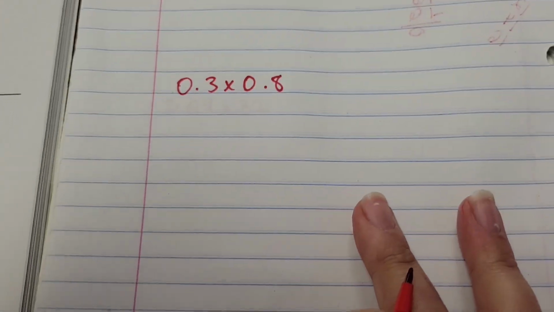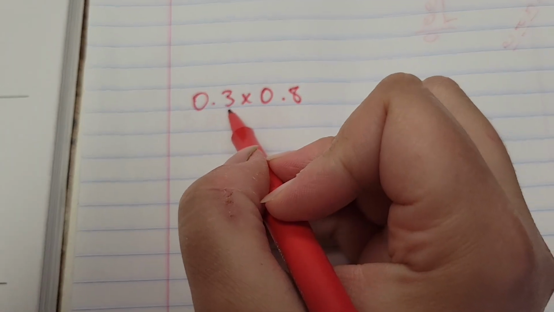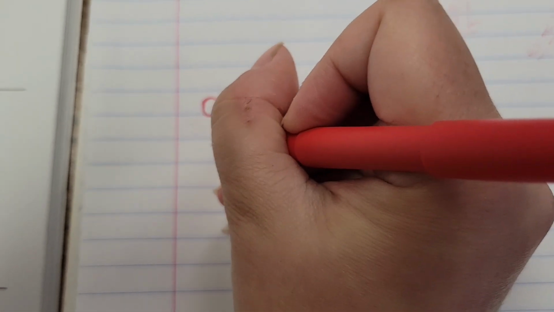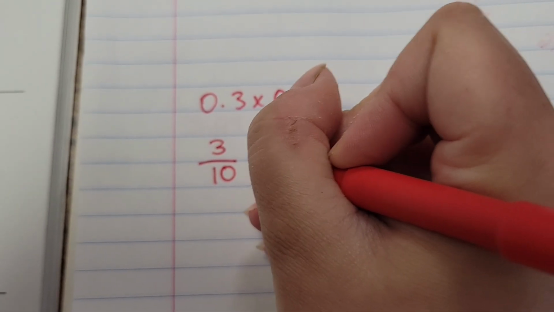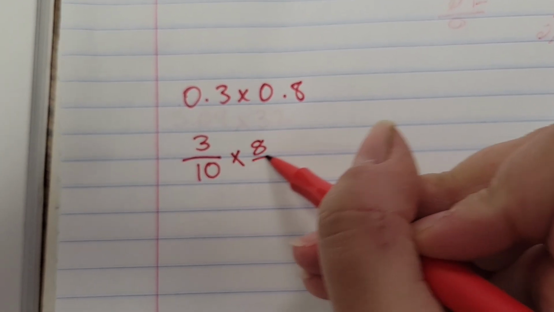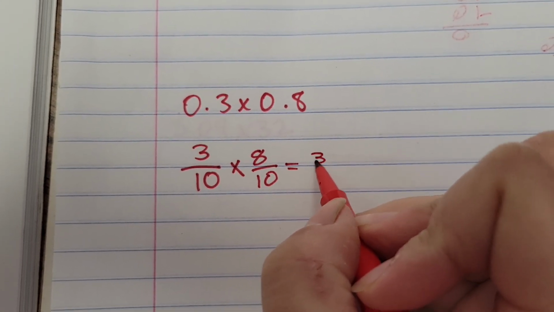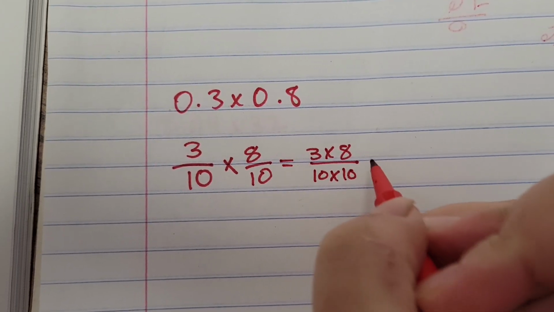All right, one more example. So this time they have to set it up on their own. So I have to say to myself, well, what place value is my 3 in? My 3 is in the tenths place, so it's 3 tenths times 8 tenths, because my 8 is in the tenths place. And then I'm just going to multiply my numerators, and I'm going to multiply my denominators.